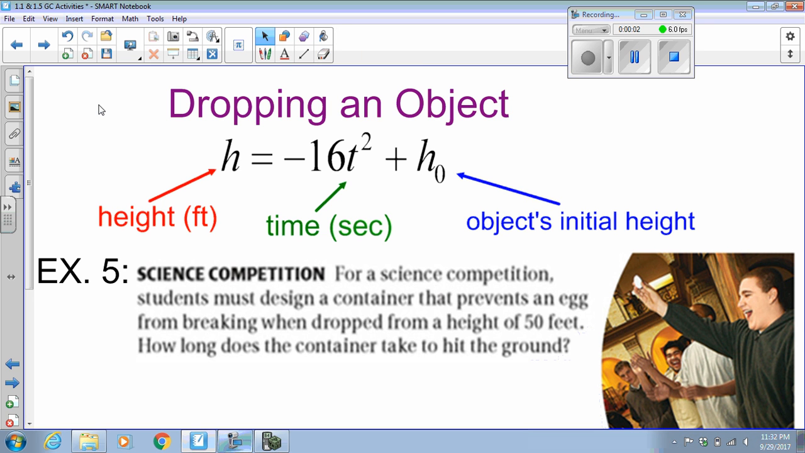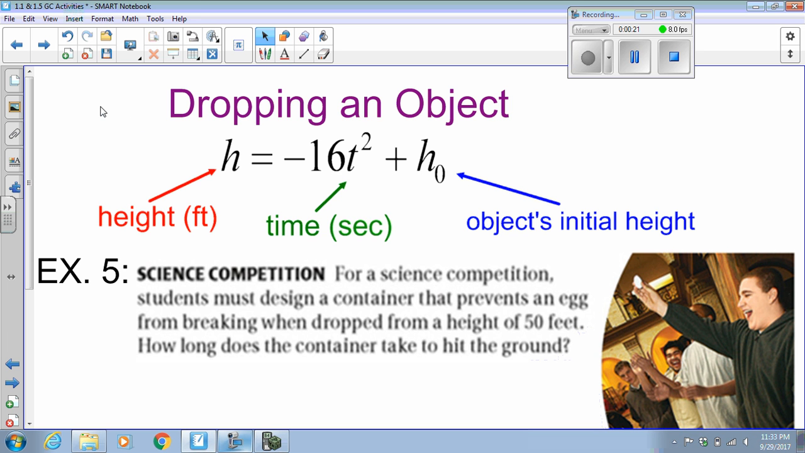So this video is over 1.5, the graphing calculator, how to use it to find your x-intercepts. Now remember, x-intercepts, the other words for those are solutions, zeros, and roots. Now we've done this problem before when we did section 1.5, taking the square root on both sides.